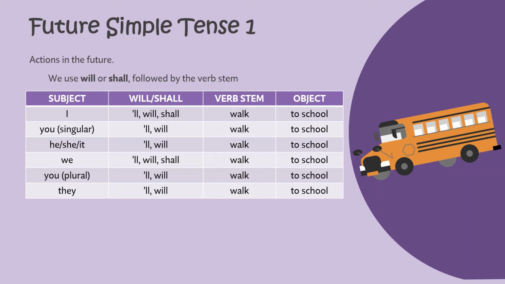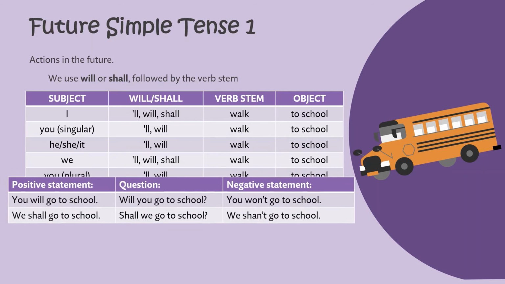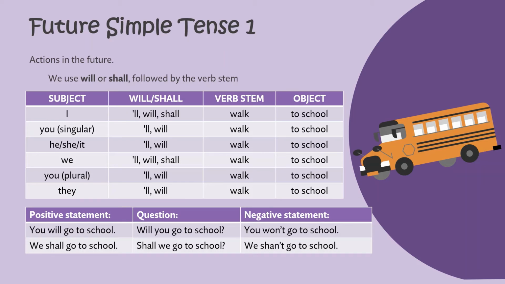Nothing changes in the verb stem, and nothing changes in the use of will or shall, whether you're speaking in the first, second, or third person singular or plural. In a positive statement, you can say, you will go to school. In a question, will you go to school? And in a negative statement, you will not go to school.